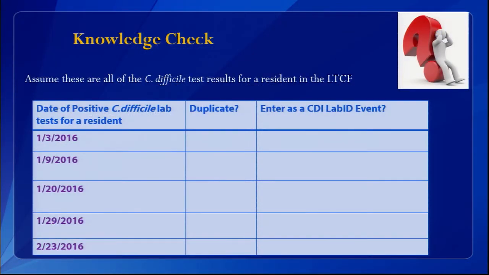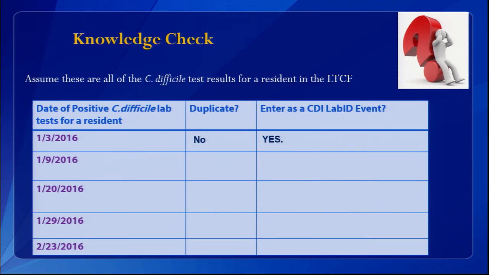Want to do a knowledge check, and we're going to go pretty fast through this because I'm running close to time. So again, we're going to assume all of these C. difficile test results are for one resident in a long-term care facility. So 1-3, the resident has a positive C. difficile. Is this a duplicate? No. So this is the first specimen for that resident, so it is considered a CDI lab ID event and should be entered into the application.